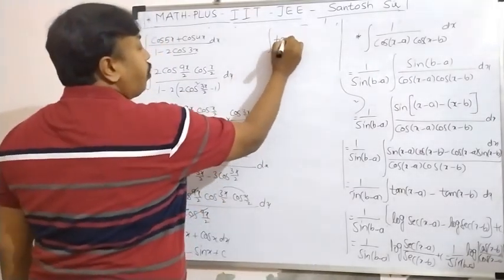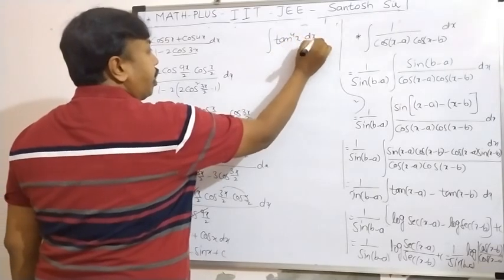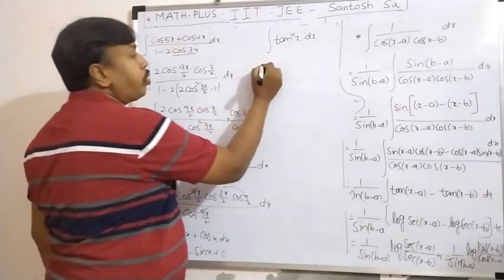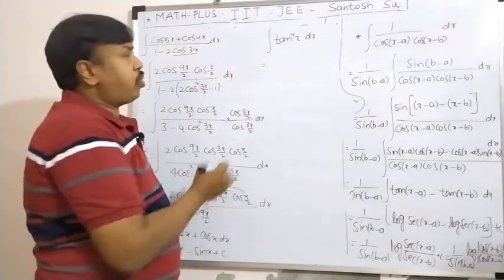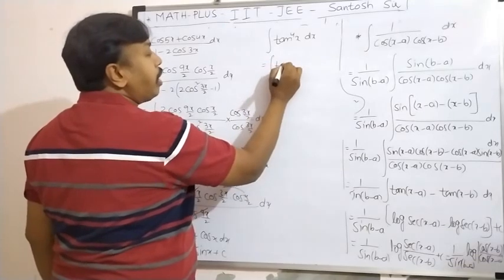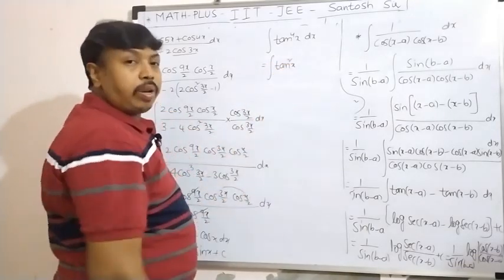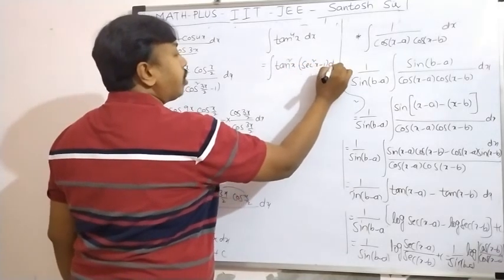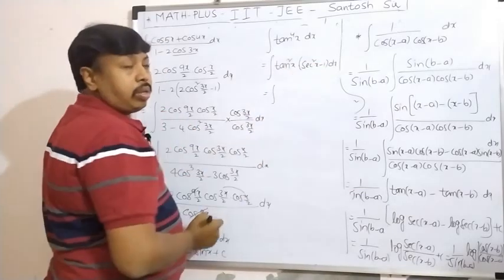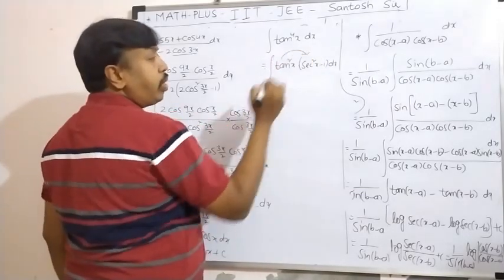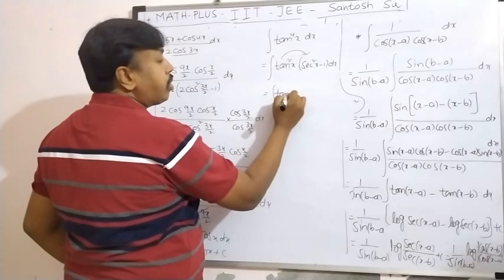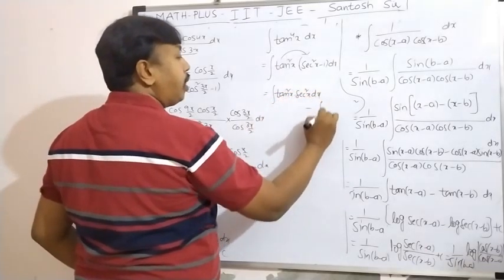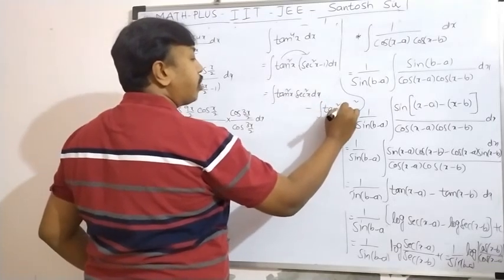Integration of tan power 4 x dx. See, this is also a very simple question. By seeing this question, many students will get afraid, but this is a very simple question. Integration of this I write as tan square x, and one more tan square I write as secant square x minus 1, dx, and again split this function, taking this tan square x inside. So tan square x into secant square x dx minus integration of tan square x dx.